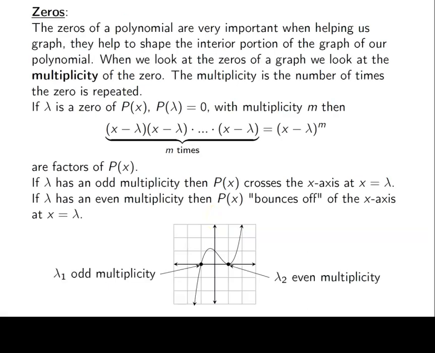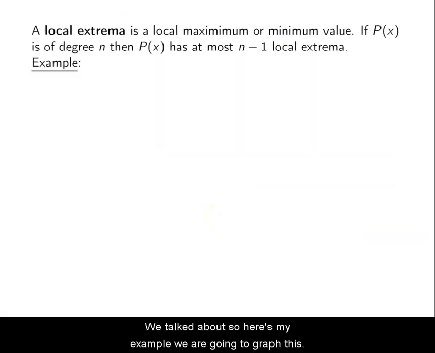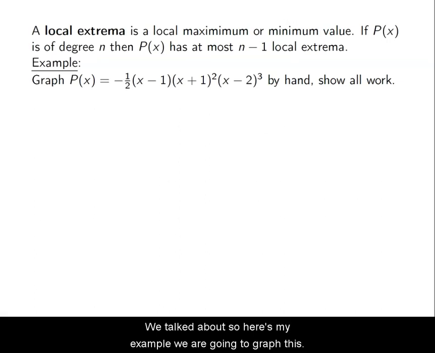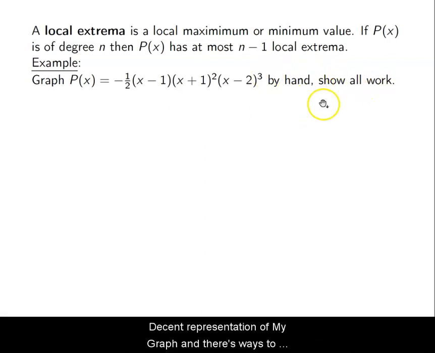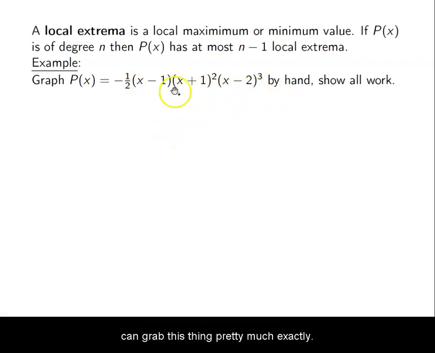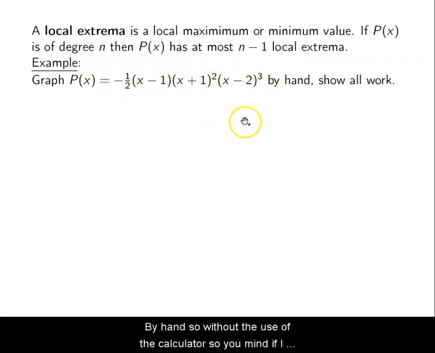So let's come back to where we were past here. We're talking about max and min. So here's my example. We are going to graph this crazy long polynomial by hand, and we're going to show all work. So at this point, we can get a pretty decent representation of my graph. And there's ways to make it even more exact. Once you get to calculus, you can graph this thing pretty much exactly by hand, without the use of a calculator.